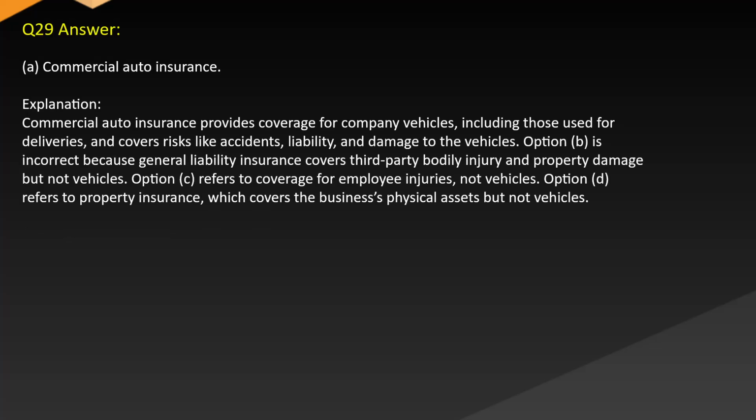Answer: A. Commercial auto insurance. Explanation: Commercial auto insurance provides coverage for company vehicles, including those used for deliveries, and covers risks like accidents, liability, and damage to the vehicles.